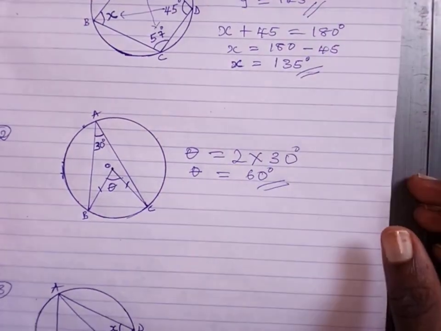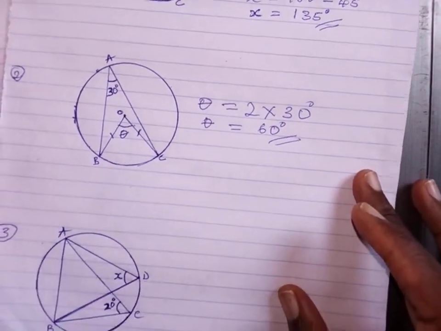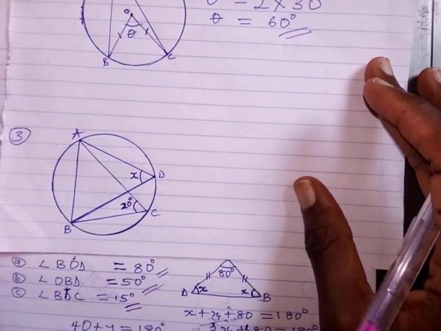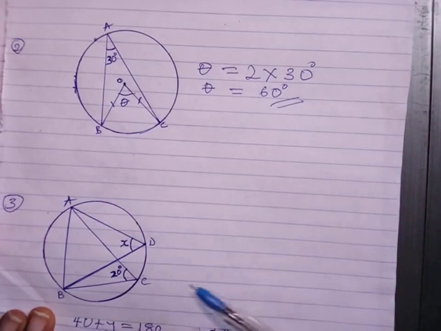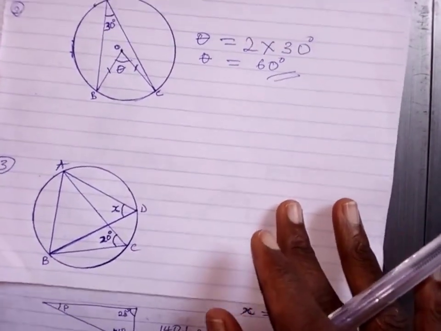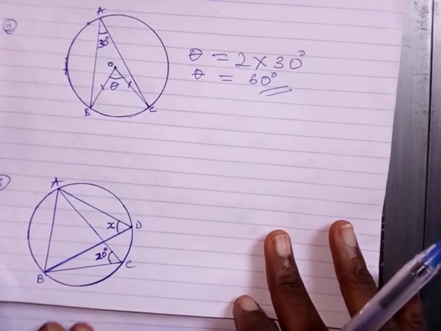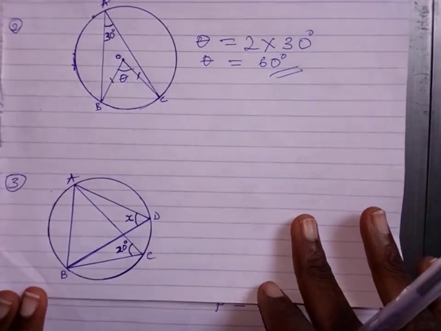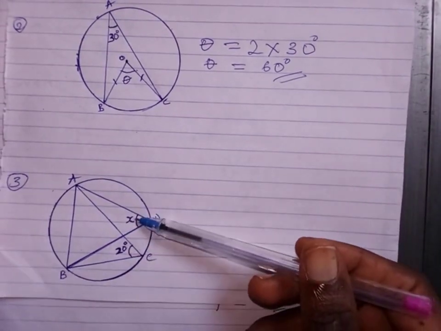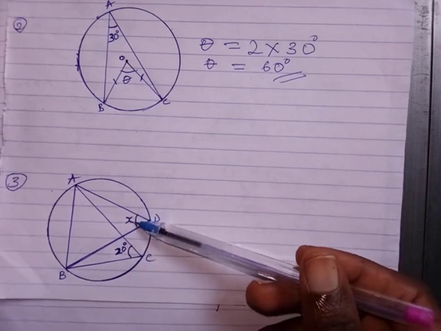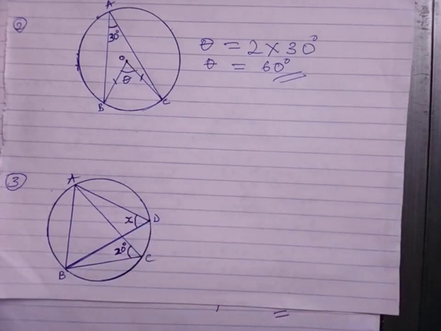Okay, so let's look at the next diagram. The next diagram we have is this. Now we are asked to find, let me put it straight so we can easily see it. Okay, this is it. All right, now we are asked to find x. Now what theorem are we going to apply? Look at this diagram. It appears funny, but it's very simple.